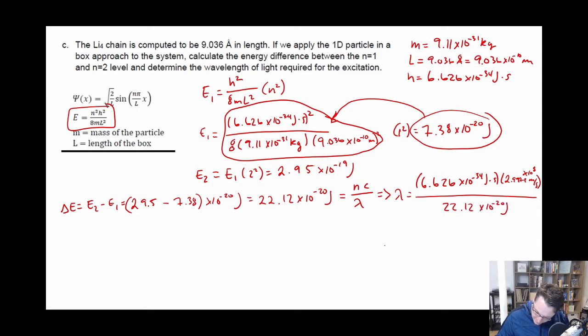And so the wavelength comes out to 6.626 times 10 to the negative 34 times 2.9979 times 10 to the 8th divided by 22.12 times 10 to the negative 20, which is 8.98 times 10 to the negative 7 meters, which is the same as, times 1 times 10 to the 9th, 898 nanometers, which is the lithium problem. Yeah, that's what I got here. So 897 nanometers, is what I hear.